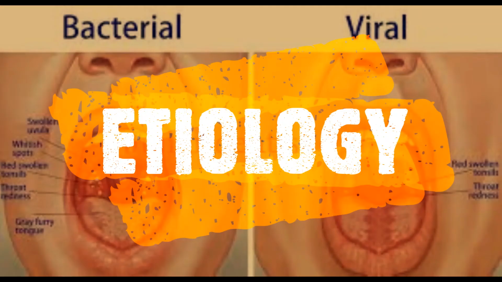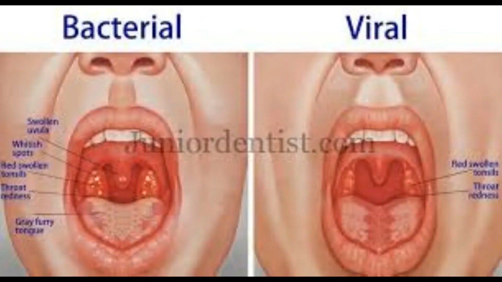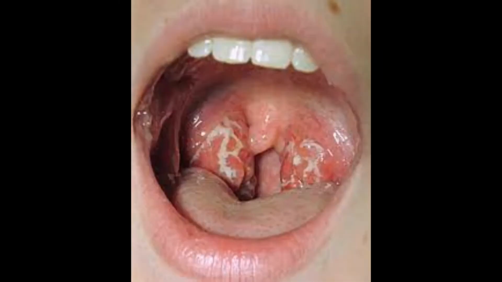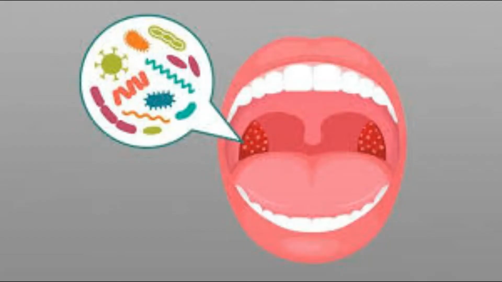Tonsillitis is an inflammation of the tonsils, and the cause can be viral or bacterial, which leads to the tonsils becoming edematous, erythematous, and painful. During tonsillitis, usually the pharynx is also involved, so it's better called tonsillopharyngitis rather than tonsillitis.